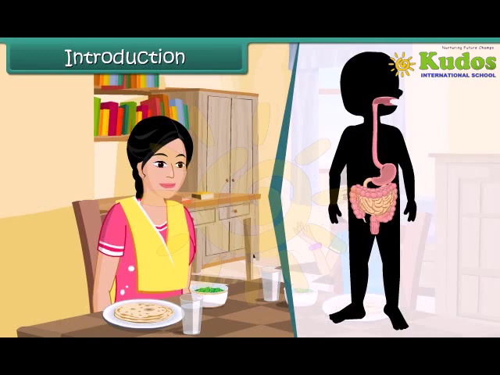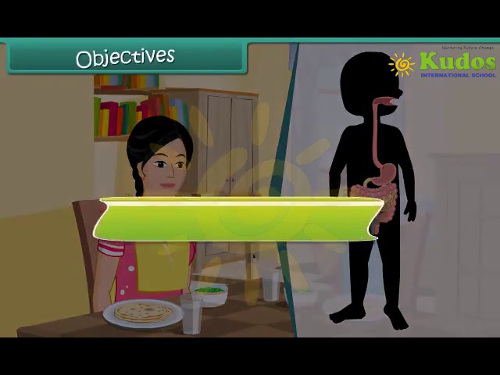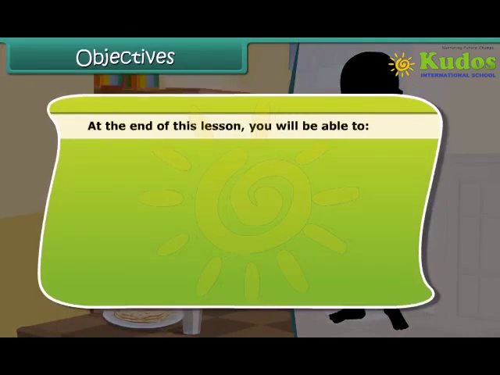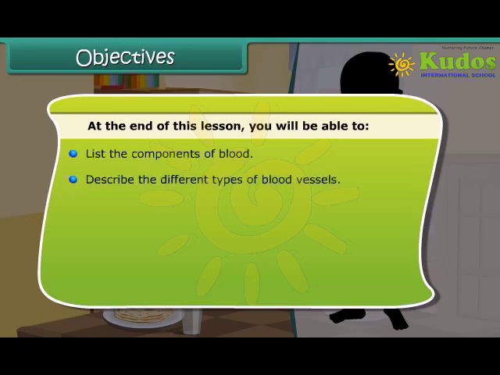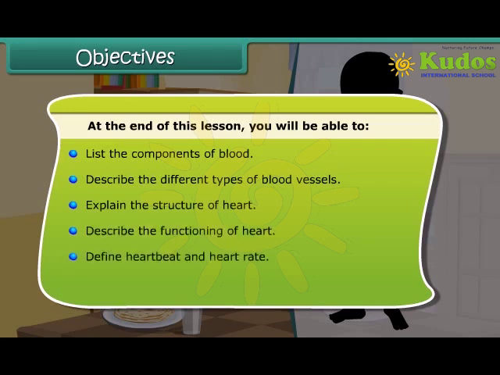In this lesson, we will discuss the process of transportation of oxygen, nutrients, and wastes from one part of the body to the other part. Objectives. At the end of this lesson, you'll be able to list the components of blood, describe the different types of blood vessels, explain the structure of heart, describe the functioning of heart, define heartbeat and heart rate. Understand the functioning of excretory system.